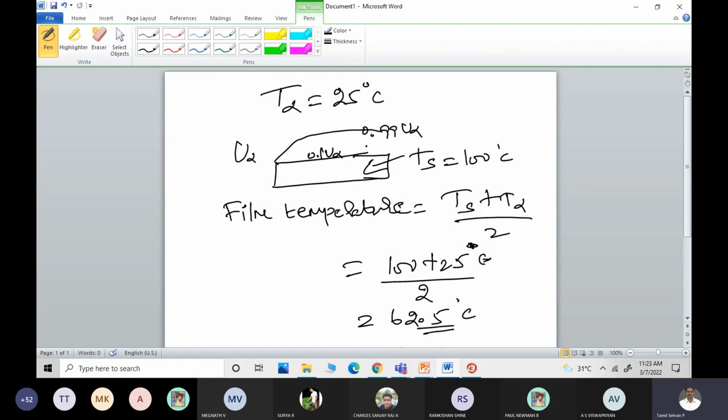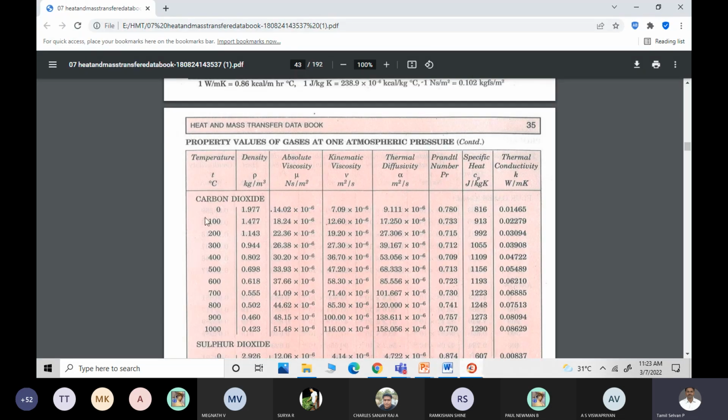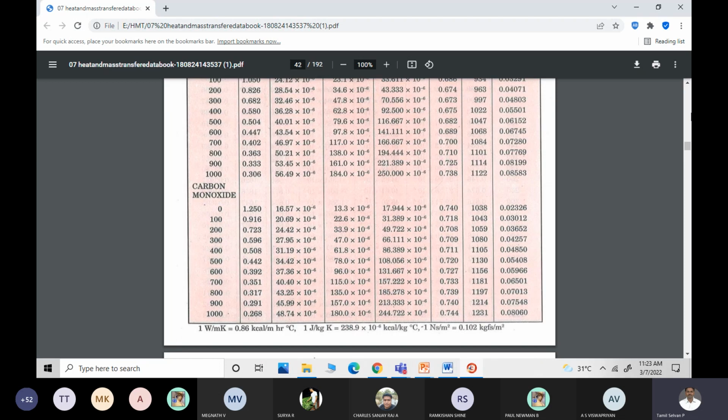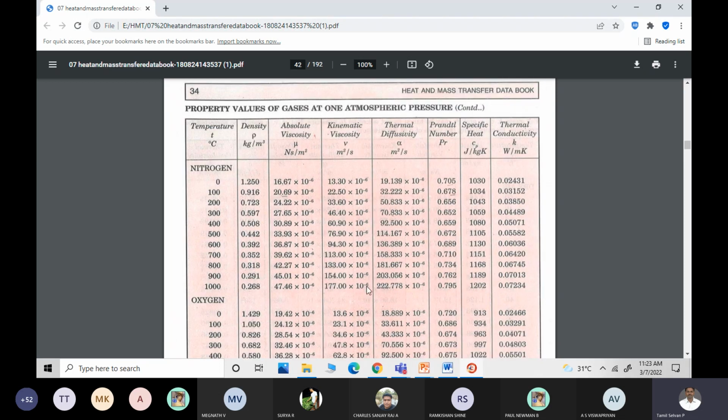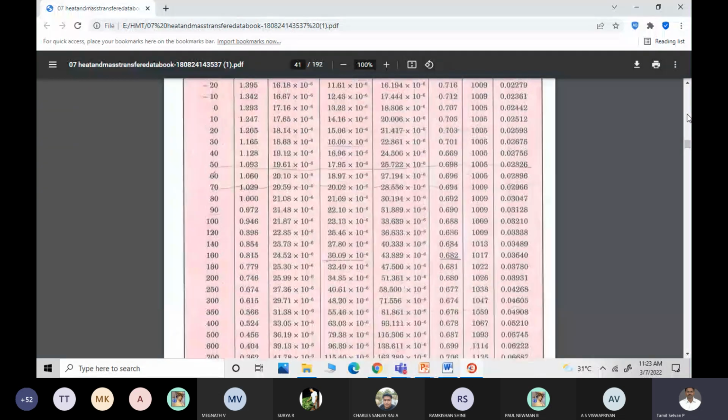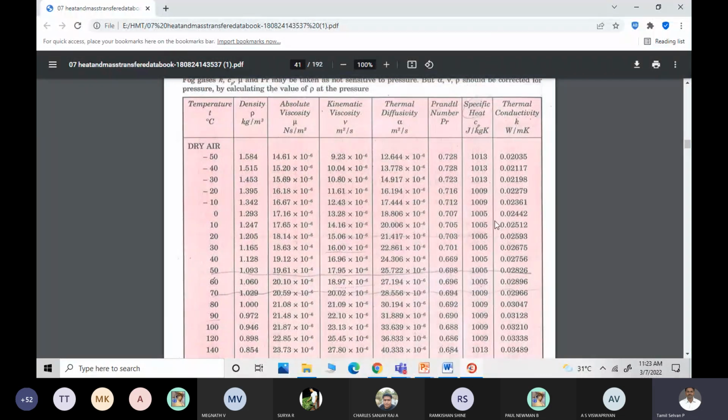See, step by step, and I don't know, some students even in CAT 1 didn't do it properly. That is very, very important. When you find the film temperature, take the properties for the corresponding fluid. If it is given as carbon dioxide, you have to take carbon dioxide. If it is given as nitrogen, you have to take nitrogen. If it is given as air, then take the properties of dry air. So this is very, very important, and the fluid is also important.